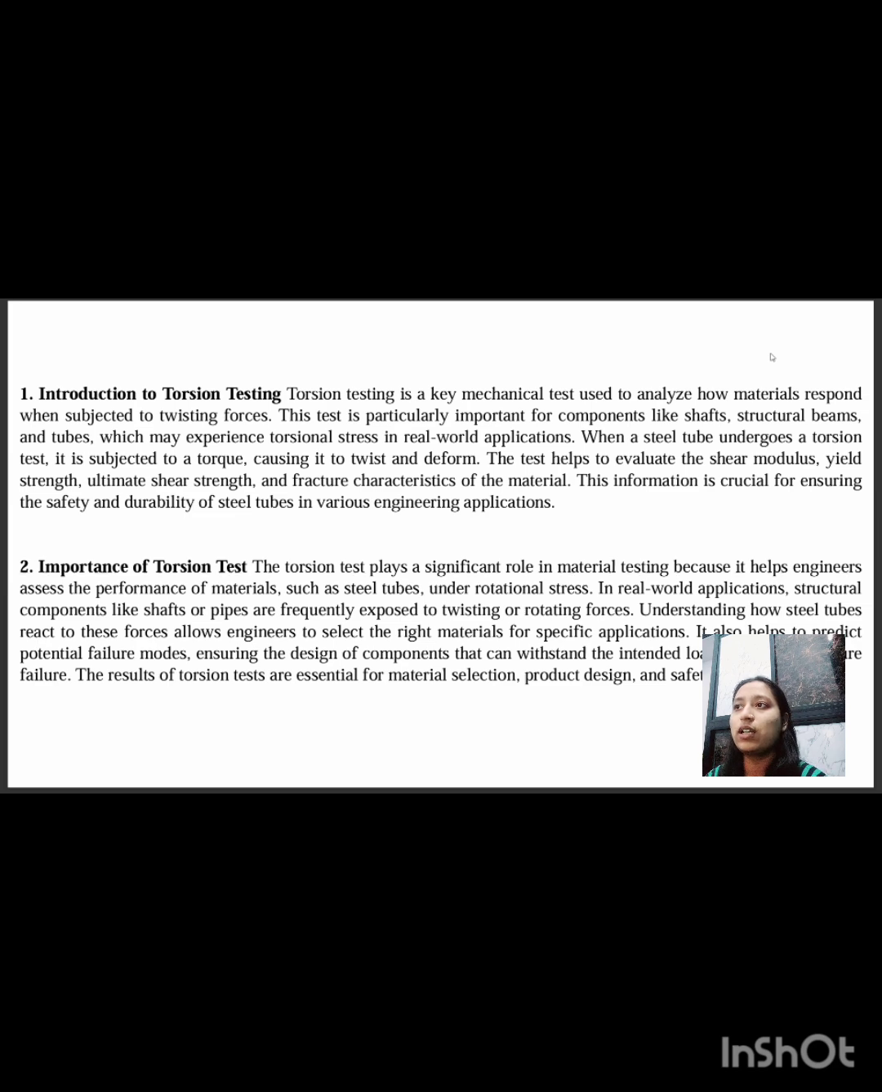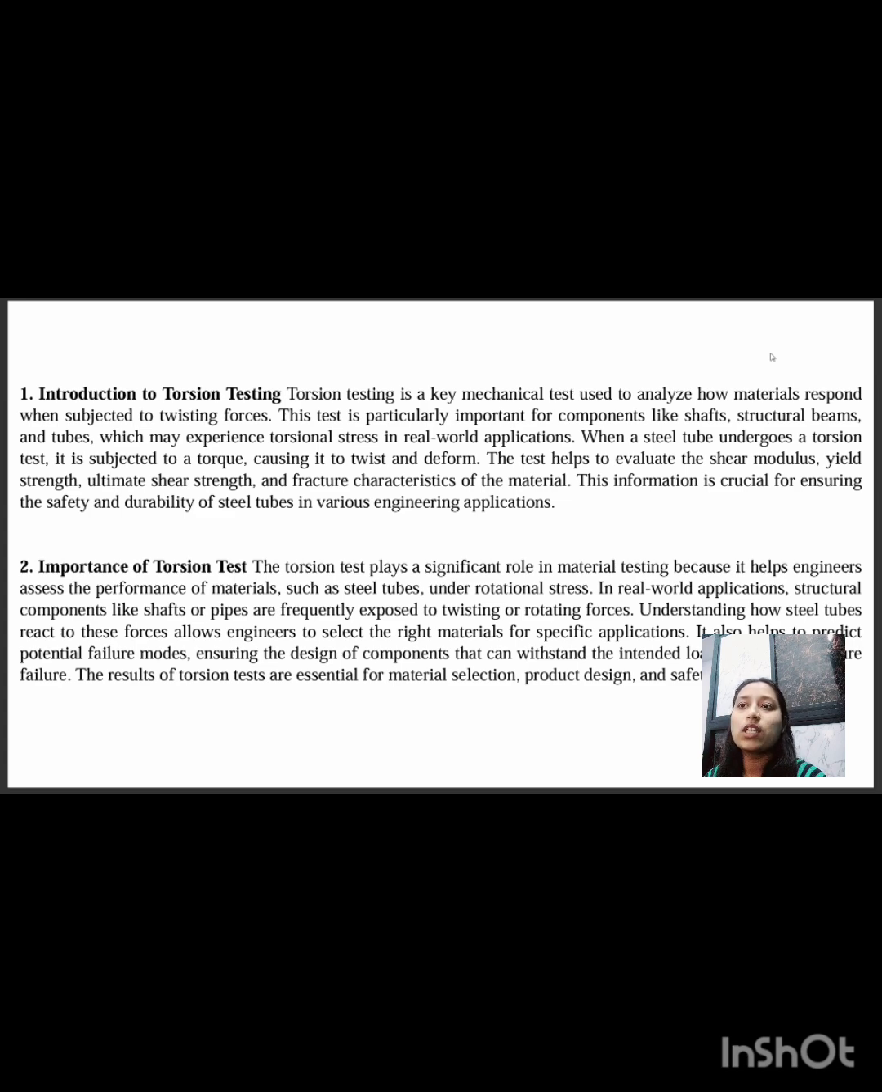deform. The test helps to evaluate the shear modulus, yield strength, ultimate shear strength, and fracture characteristics of the material. This information is crucial for ensuring the safety and durability of steel tubes in various engineering applications.